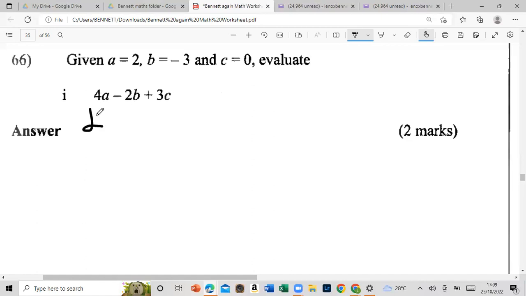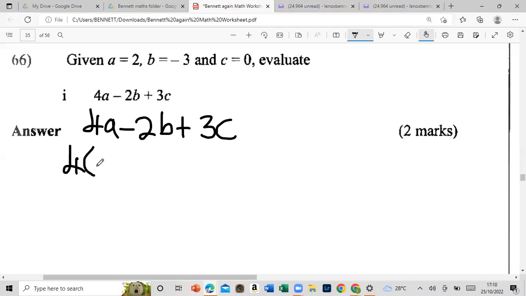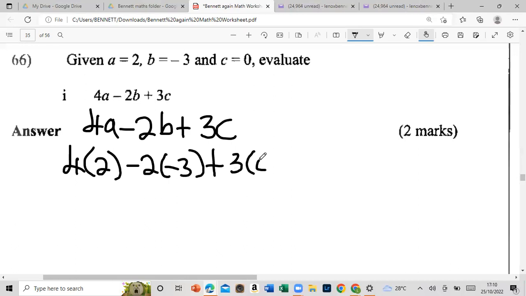So we have 4A minus 2B. So I'm rewriting it. Alright, so we substitute now. So we know the value of A is 2, so put that in bracket. Anytime you see 4A, it means 4 times A, minus 2B, which is negative 3, plus 3C, so that's 3 multiplied by 0.